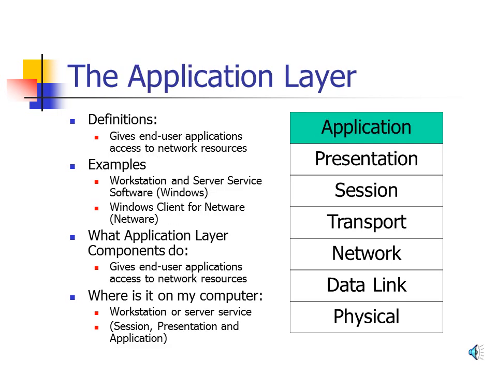software. The application layer. Well, what does the application layer do? It gives end user applications access to network resources. An example of this is the workstation and server service in Windows, or the Windows client in NetWare. Now, this application layer does not include end user applications. So this is not Word or WordPerfect. This is the software that gives you access to the shared resources and shared printers. And again, it's your workstation service or your client, your network client.